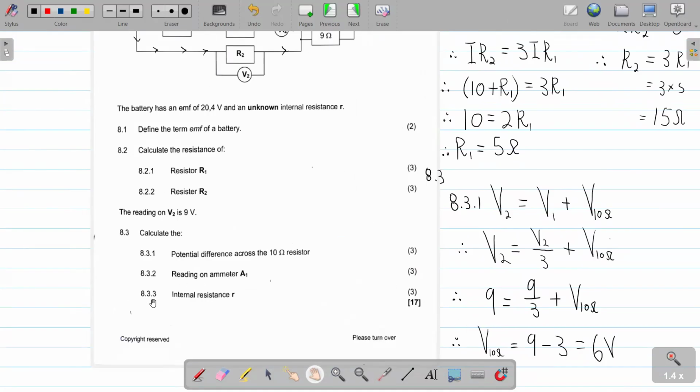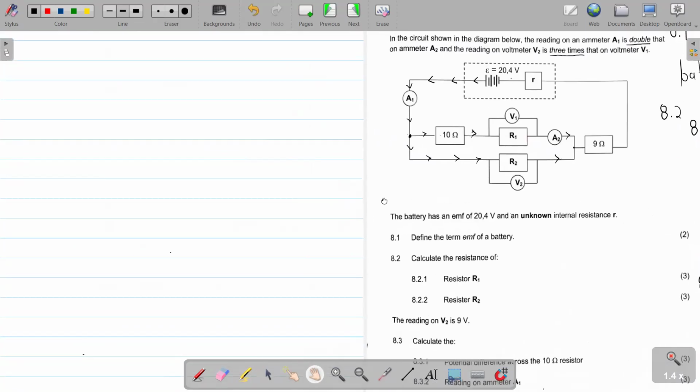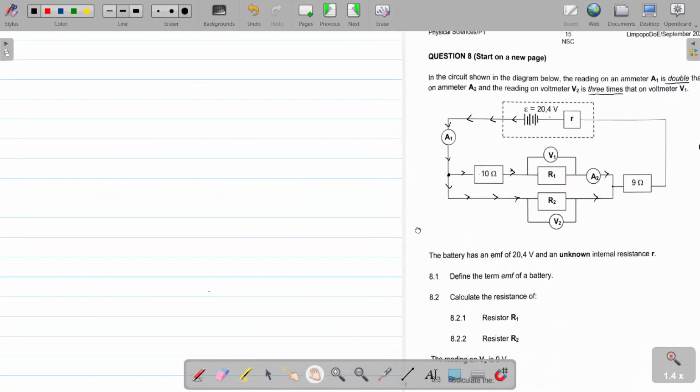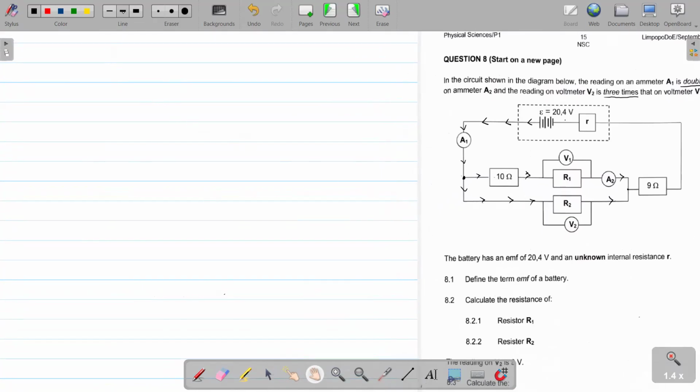8.3.2. Reading on A1. Okay, so reading on A1 here. So what we can do is find the reading on A2.